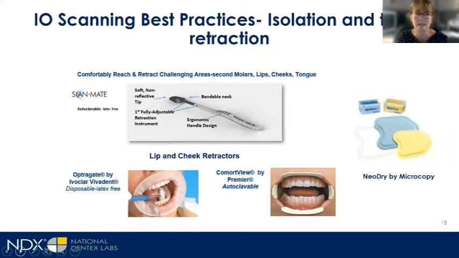to retract lips and cheeks. And this is primarily if you're scanning all by yourself, right? I presume the attendees here are dental residents, right? So if you're working without an assistant, some of these items can be very helpful. My go-to is the NeoDry by Microbi. And it's a triangle that goes against the parotid gland on the inside of the cheek.